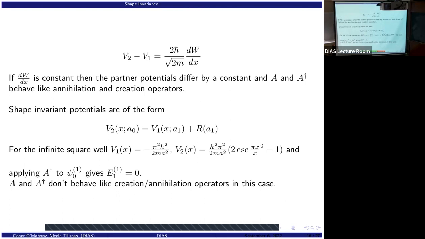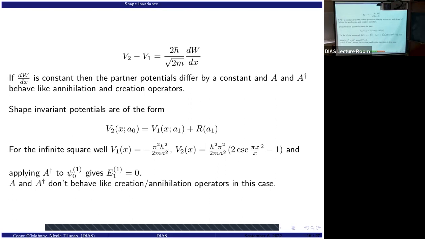And we can look at a case where the potential isn't shape invariant. If we look at the infinite square well potential, V1 is a constant and V2 is a function of x. If we look at our general form above, we see it's not a shape invariant potential. Then if we attempt to use our A dagger operator to calculate our excited state, we get a first excited state equal to zero. We know this is untrue. If we try the traditional method, we get a non-zero first excited state. So in this case, A and A dagger don't behave like creation and annihilation operators, so this method is not useful here. I'm sorry, just to note, there is a typo after cosec. It should be pi x squared over A, not over x.